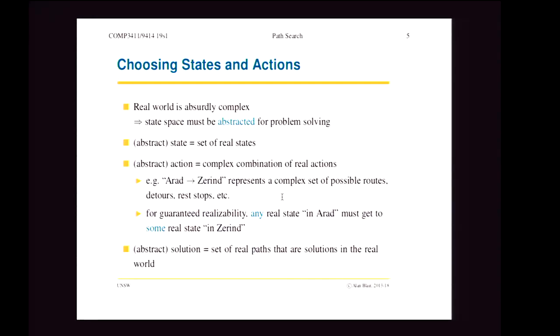But it'll work fine as long as we make the assumption that the driver, well, the other question is when you say that you're in Arad, where in Arad actually are you? But we make the assumption that if you begin anywhere in Arad, you can get to a specified point in Zerind, or some point that's in Zerind. And if you can do that for every pair of cities, then you'll be able to execute the path successfully.